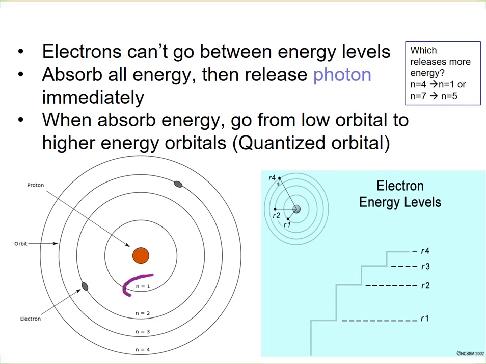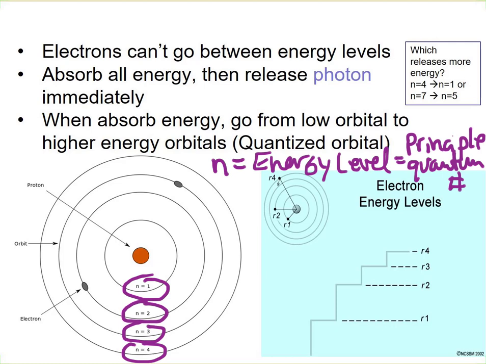Here we have energy level 1, it's the closest one to the nucleus, and then we just count out from the nucleus. Energy level 2, 3, and 4. N is the energy level, or it's the first quantum number or the principal quantum number. So when you go from an energy level 4 to energy level 1, this electron would fall back to this.